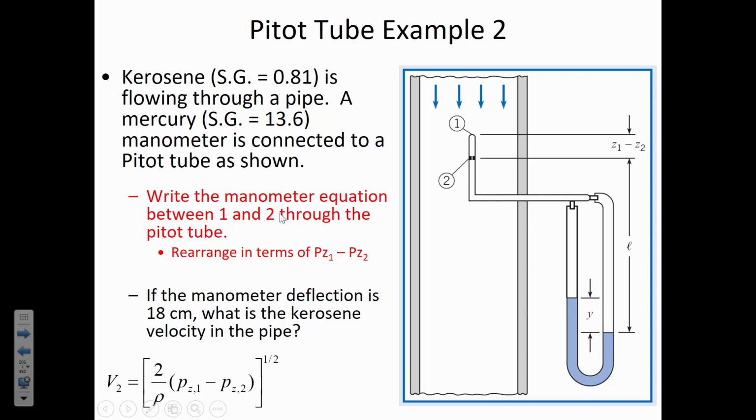So rewrite the manometer equation, then rearrange the manometer in terms of P sub Z. And remember that the definition of P sub Z is P plus gamma Z. And so P sub Z1, that means P1 plus gamma Z1. All right, so I'm suggesting that you rearrange in these terms, and then if this has a deflection of 18 centimeters, then what does that say about the flow velocity of kerosene inside of the pipe?